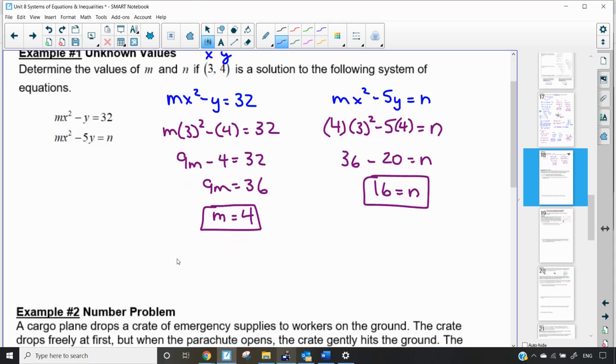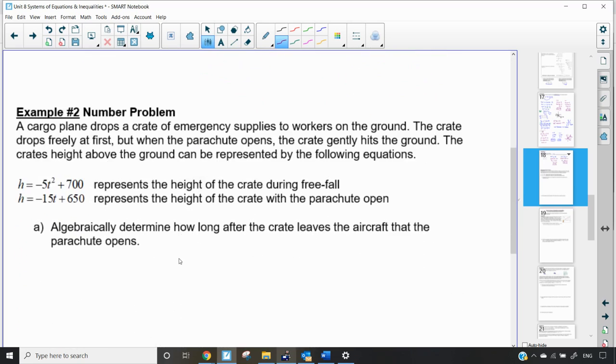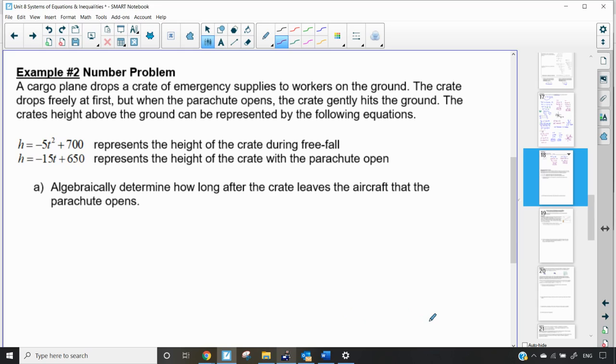Okay, guys, so one more example here. We're going to take a look at a number problem. In this problem, we're told that a cargo plane drops a crate of emergency supplies to workers on the ground. The crate drops freely at first, but once the parachute opens, the crate gently hits the ground. The crate's height above the ground can be represented by the following equations. The first equation represents the height of the crate during the free fall, and the second equation represents the height of the crate when the parachute opens.